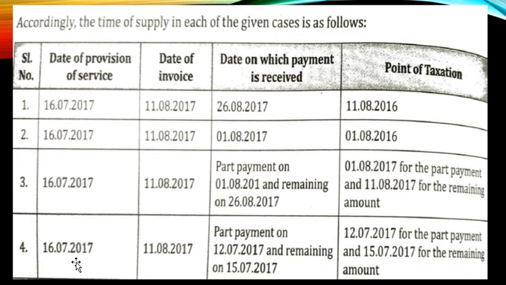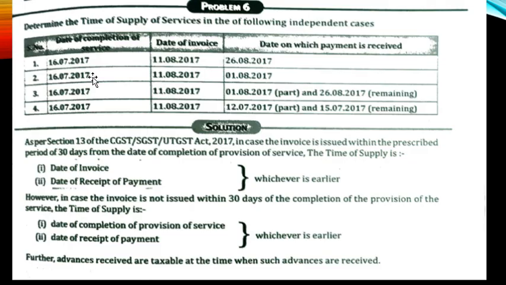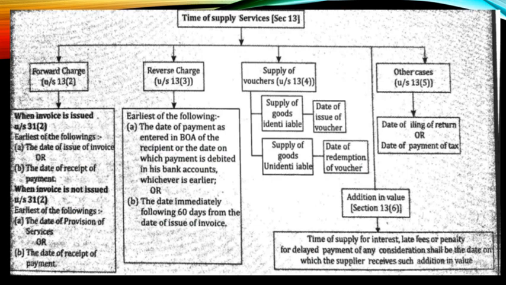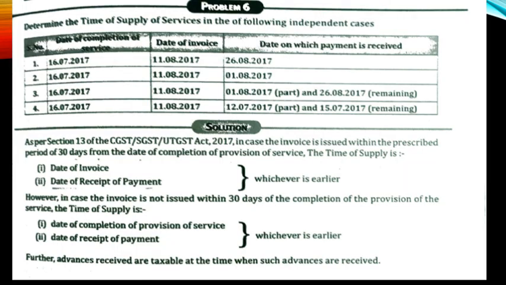Next, the fourth circumstance. On 16 July 2017, the service was rendered. The date of invoice is 11th August. Then the date of payment, part payment, 12th July was one payment and 15th July was the other payment. So if you look into this, the date of payment is earlier than the date of invoice. So both the dates, that is 12th July 2017 and 15th July 2017, will be considered as the time of supply. So whichever is earlier under these circumstances, you need to know the provisions. Please go through this video and the pictures shown in this slide to understand clearly.